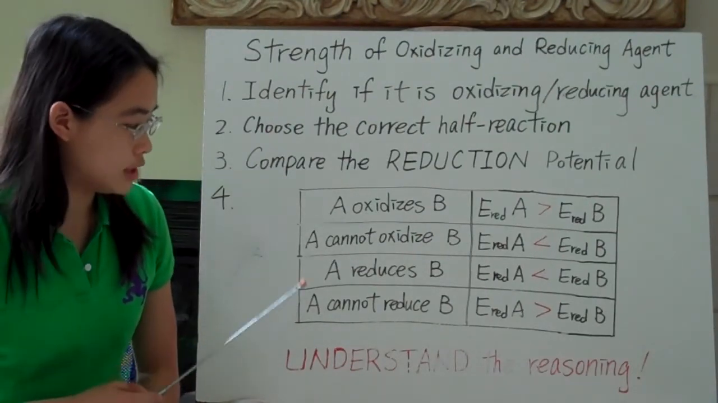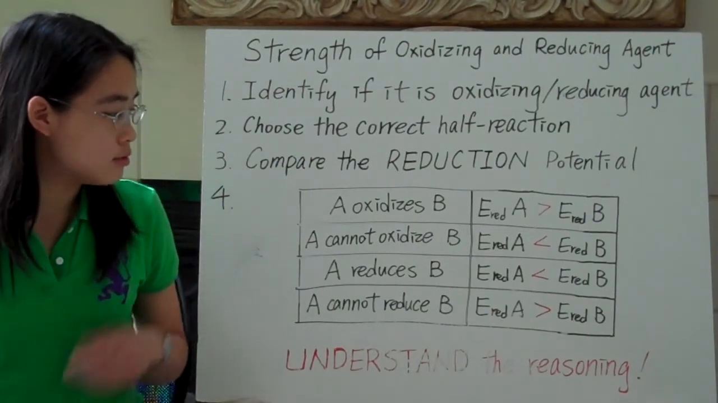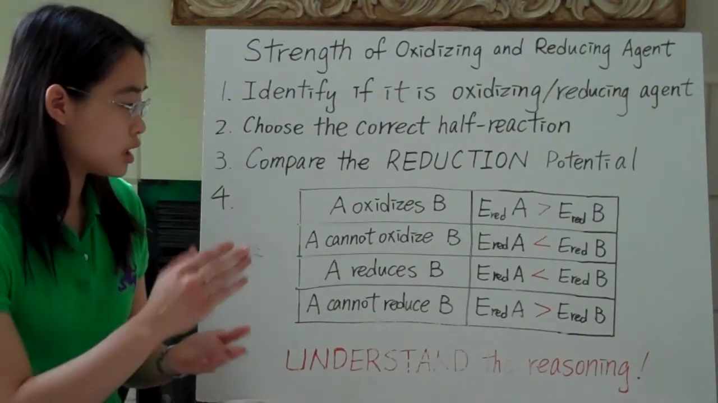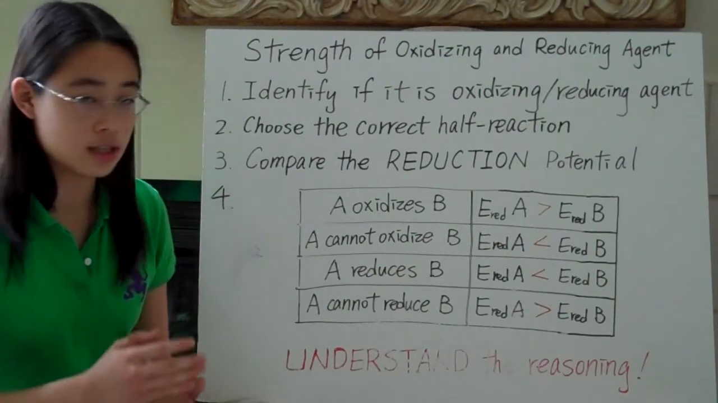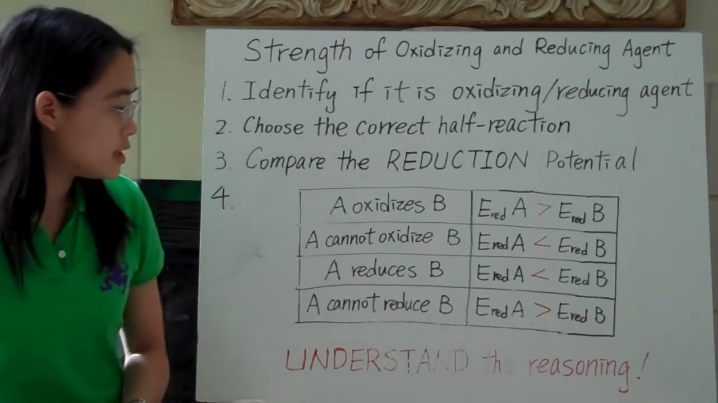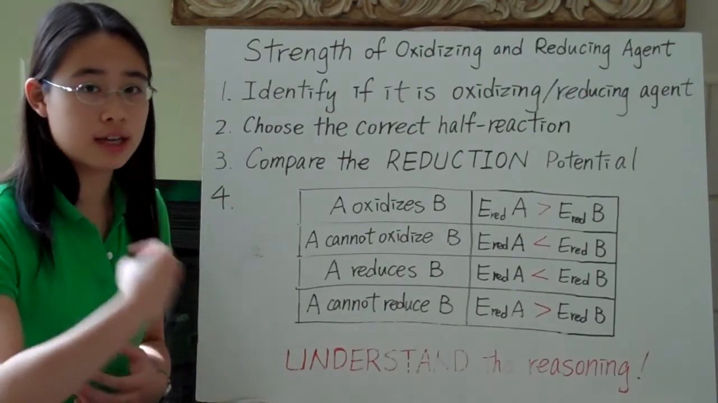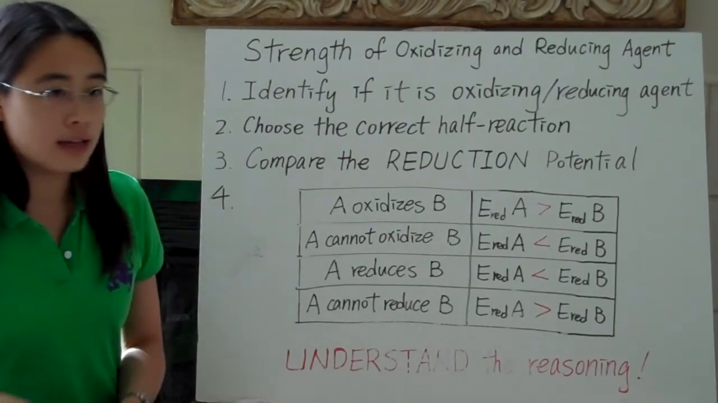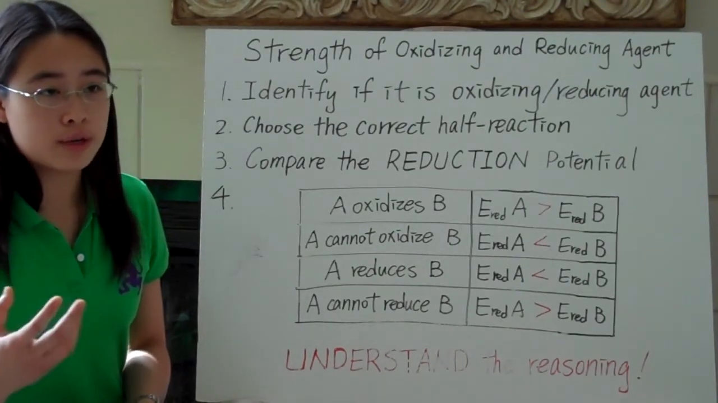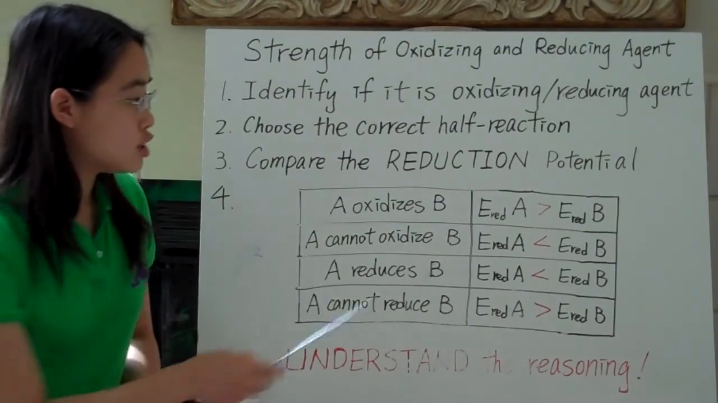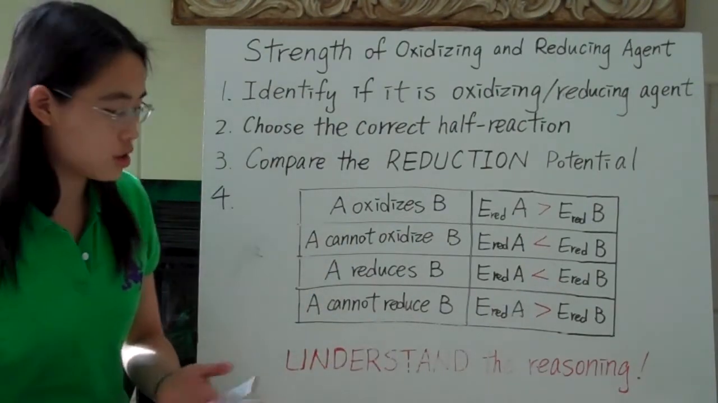If A can reduce B, that means the reduction potential of A is less than reduction potential of B. Because if A wants to reduce B, then A has to give away its electrons. And B is the one who gets the electrons at least. So B has to have a greater potential.